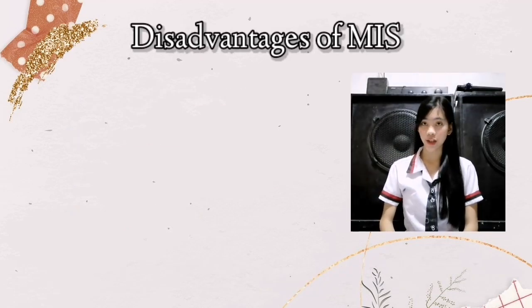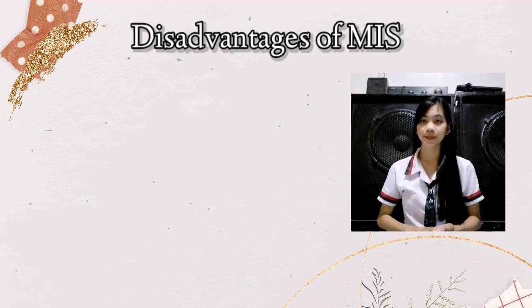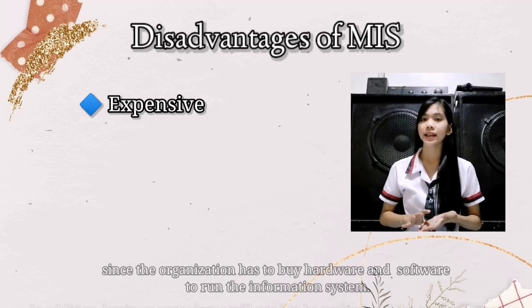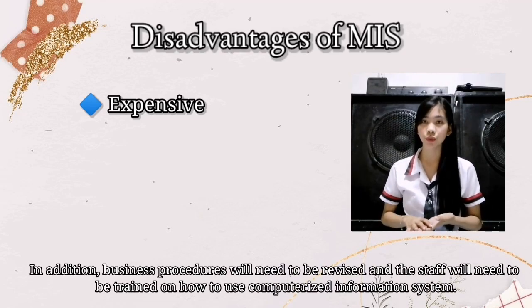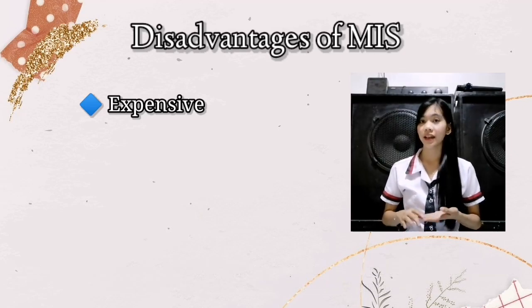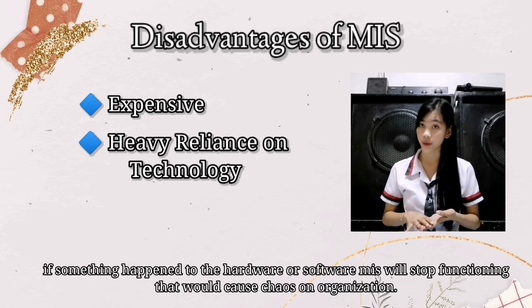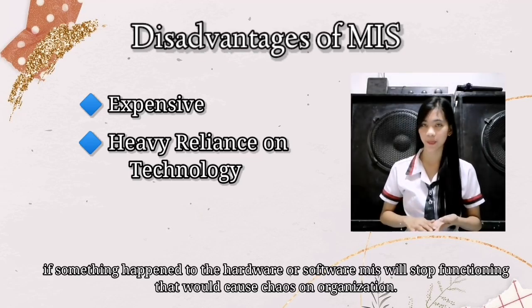Next is disadvantages. First, it is expensive since the organization has to buy hardware and software to run the information system. In addition, business procedures will need to be revised and the staff will need to be trained on how to use the computerized information system. Second, the heavy reliance on technology. If something happened to the hardware or software, MIS will stop functioning. That will cause chaos in the organization.